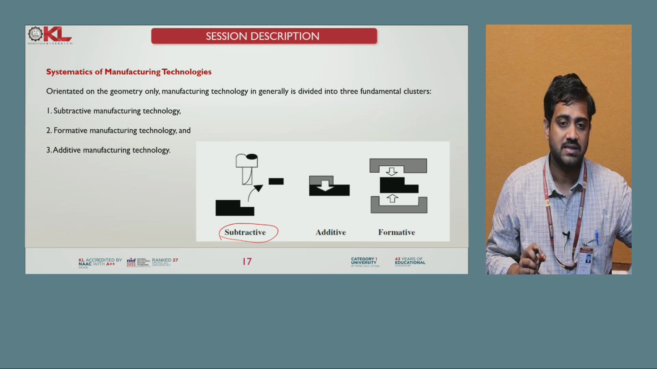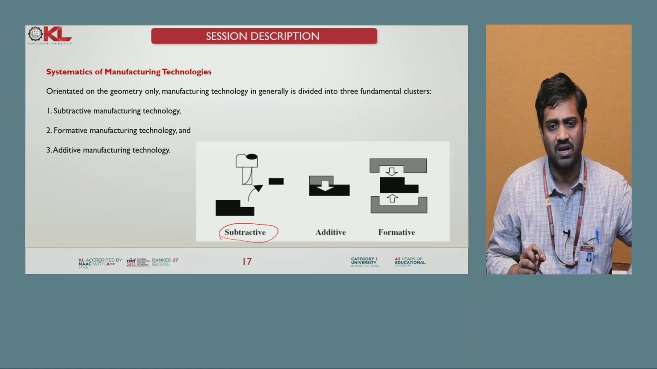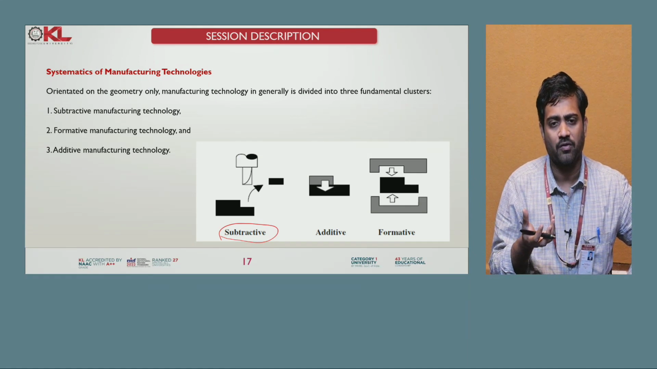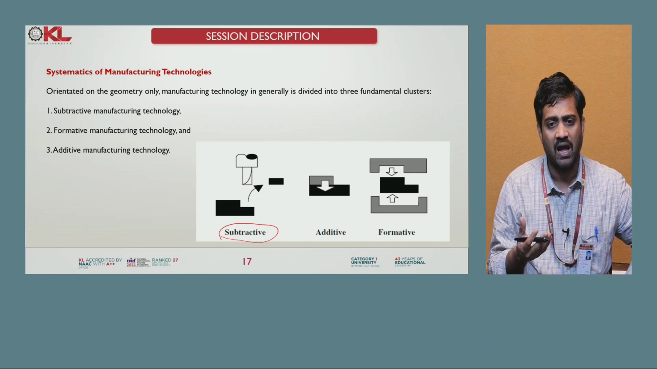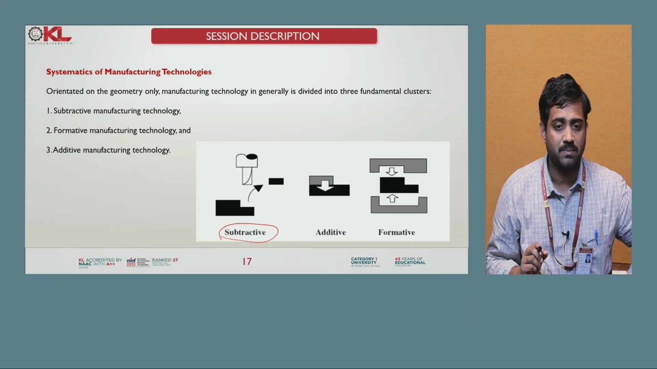The example is the turning process. In turning, to get the required shape, that may be profile turning, step turning or taper turning, we get it only after removing the excess material with the help of the tool. That is the best example for subtractive manufacturing technology.